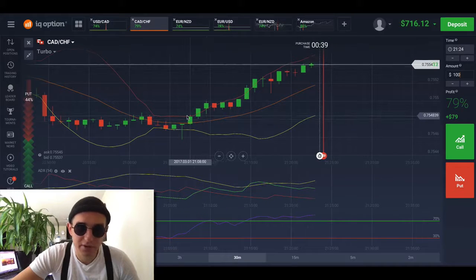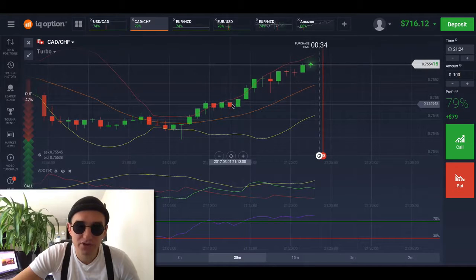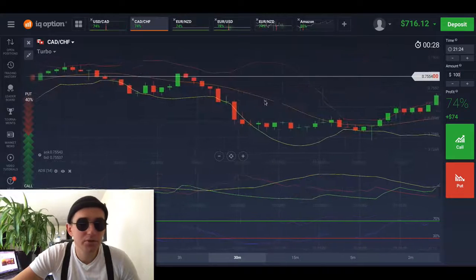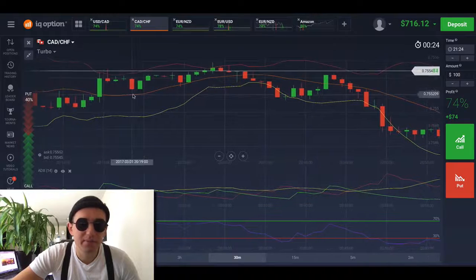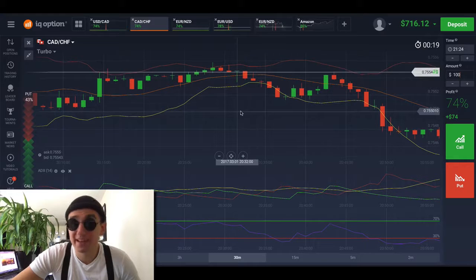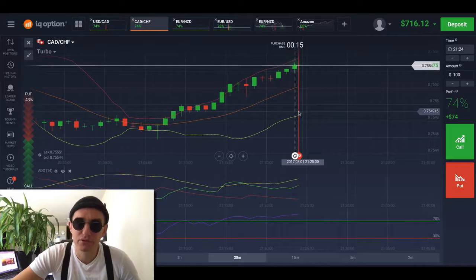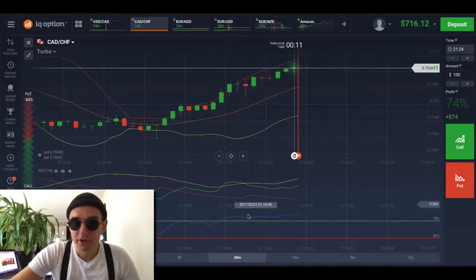Also here, another breach: lose, lose, win. Another breach, win. Another breach: lose, lose, win. So I do see, even if losing the trade when the Bollinger Band is breached, it's still a good moment to enter the market and to martingale anyway.